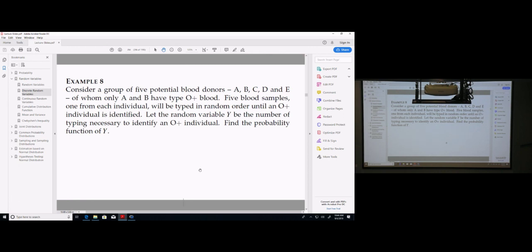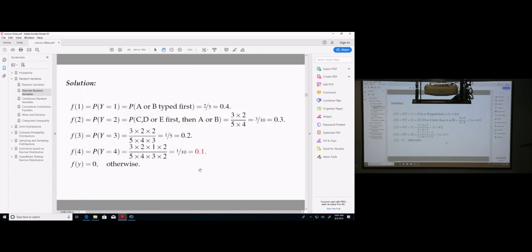Back to this example, the worst case is that somehow you have to type C, D, E first. So in the worst case scenario, you have to type 4 times, because the first 3 typings are all for C, D, or E, right? So this is the worst case. Now the best case is, of course, you type A or B right away, so that would be 1. So the possible values of Y are 1, 2, 3, 4, all right? And we just have to calculate these one at a time.